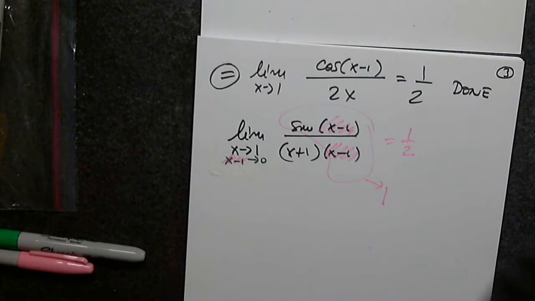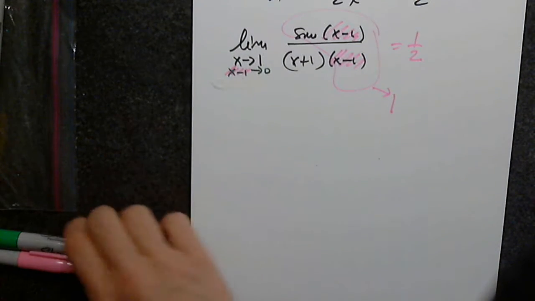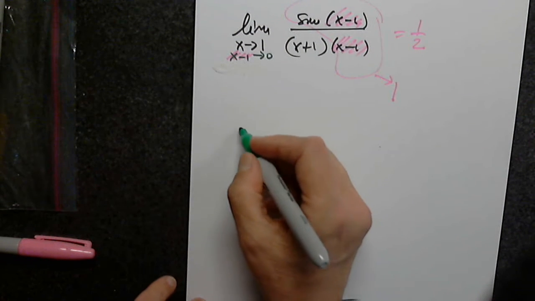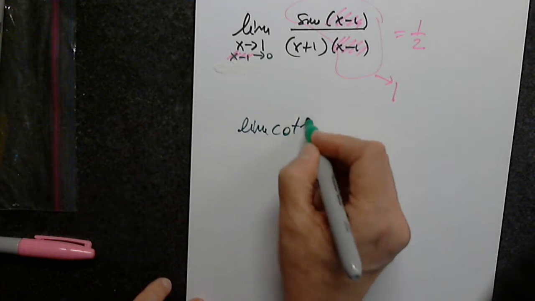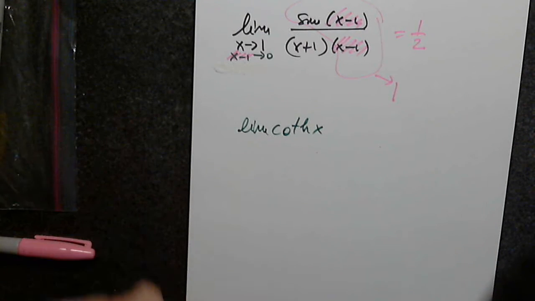F. Cotangent. Okay. There's no need for cotangent, but if you want cotangent it is. Because it's 1 over tangent. That's the only reason. But that's fine. It's the same. So we were looking at the limit of hyperbolic cotangent x when x approaches infinity.